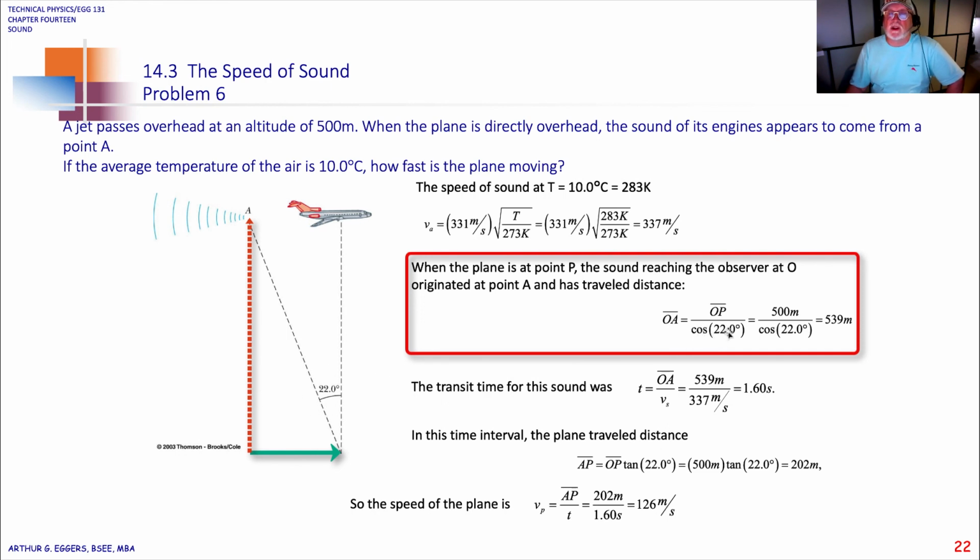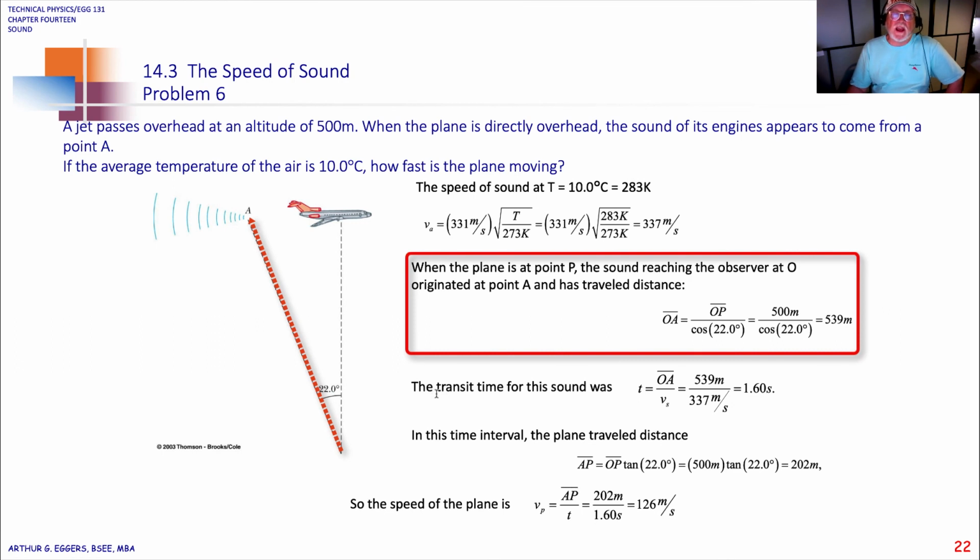So the cosine of 22 degrees is going to give us the trigonometric relationship we need to determine the other side of the triangle. Okay, so we're just setting up our sides and angles here with what we know. So 500 meters divided by cosine 22 gives us a length of 539 meters for the distance from the origin to point A.